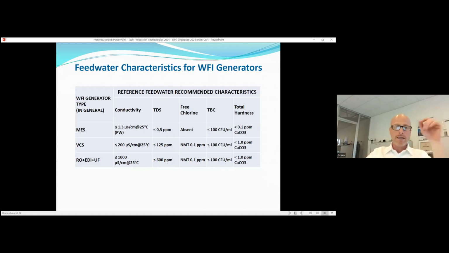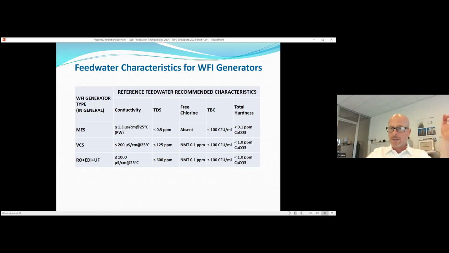So typically, the multiple effect distiller is recommended to have PW as for the USP, so 1.3 microsiemens at 25 degrees, 0.5 ppm. Chlorine has to be completely absent, recommended clearly. The aerobic total bacteria count less than 100 CFU per milliliter, and the hardness 0.1 ppm as CaCO3. It means really purified water as per USP.